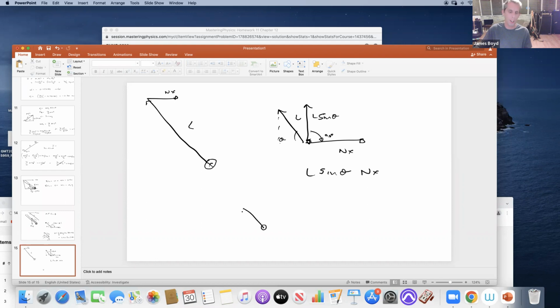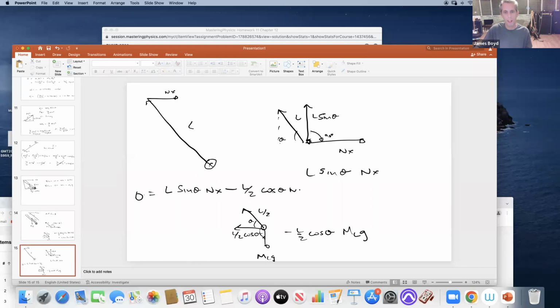For the other one, I have L to the half, and I have mlg. Well, here I'm going to use this part. And since this is theta, this is L to the half cos theta. So this torque is negative L to the half cos theta. The angle between them is now 90 degrees. I can always find the perpendicular part of my lever arm instead of trying to find the angle between them. If I write my torque now, 0 is, this one was negative, this one was positive. I flip the sign, it doesn't matter. nx minus L to the half cos theta mlg.